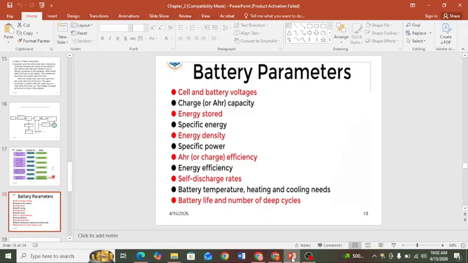So for the batteries, the cell or battery charge we can calculate in terms of ohm parameters, then energy storage, specific energy, energy density, specific power, the ampere charge efficiency, which we can calculate as ohm efficiency, then energy efficiency, self-discharge rates, and battery temperature and heating and cooling needs. With the help of these different parameters we can select batteries for connection to 24 volt, 36 volt, or 12 volt power supply.